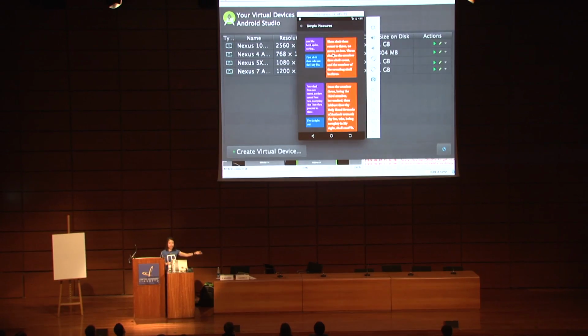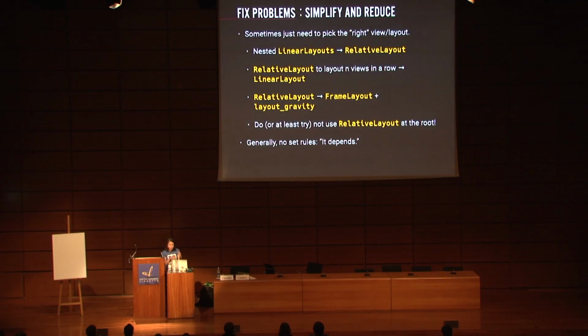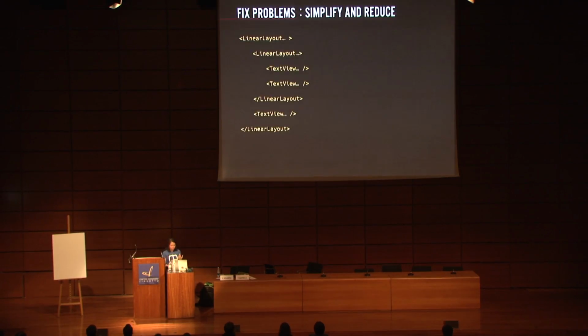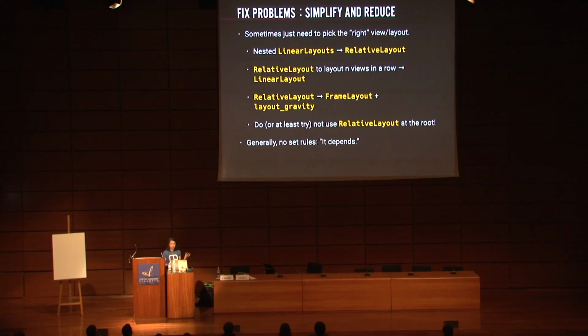You can do that, and that's fine, and it works, but there's probably someone in the back saying, well, why don't you use a relative layout? Well, you can, and that's a good use for a relative layout. By using a relative layout and those constraints rather than too many nested views, you can go from what I have in my example, which is 5 views and 3 levels in my view hierarchy, down to 4 views and 2 levels. So again, sometimes it's just picking the right view or view group.